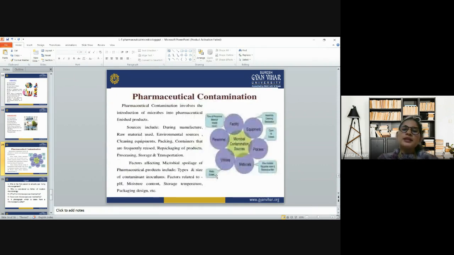Then we have seen pharmaceutical contamination. How can contamination occur in pharmaceuticals? It can be from environmental sources, cleaning equipment, packaging containers that are frequently reused, repackaging of the product, processing and storage, and transportation of the product. So contamination can occur.